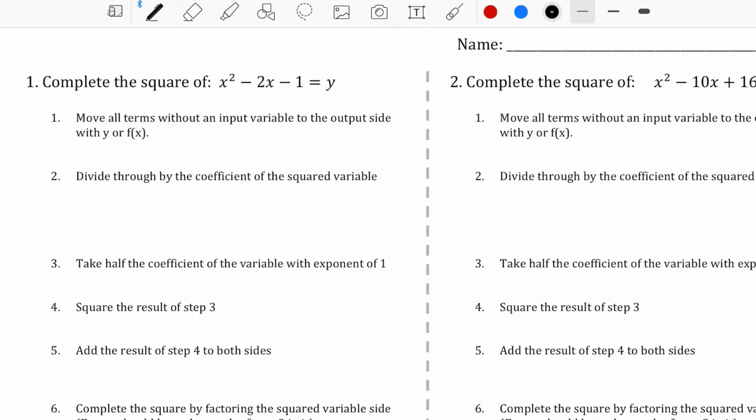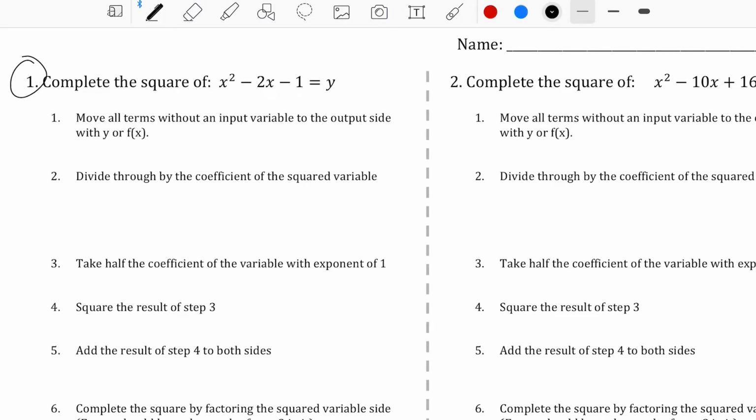Hi, hello. So we're going to be talking about completing the square, going through this worksheet. I'm going to do a couple of examples. One of the examples is going to be when a is equal to 1. The other one is going to be when a is not equal to 1. So let's do problem 1 right here.